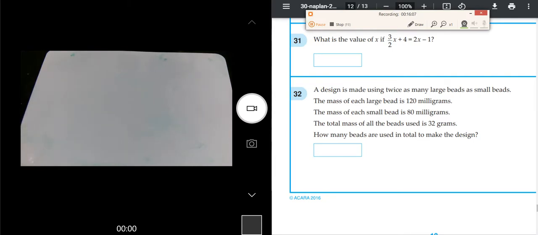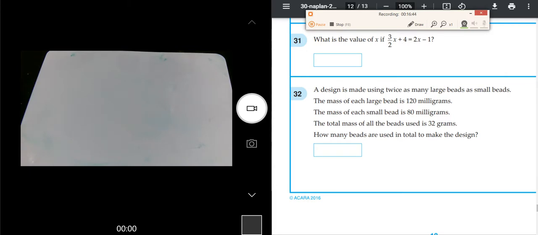Last question here. A design is made using twice as many large beads as small beads. The mass of each large bead is 120. The mass of each small bead is 80. The total mass of all beads is 32 grams. Well, this is important because the other quantities were in milligrams, which hopefully we know, just like millimeters to meters. The milli part means thousandth. So 1,000 milligrams will make 1 gram, just like 1,000 millimeters make 1 meter.